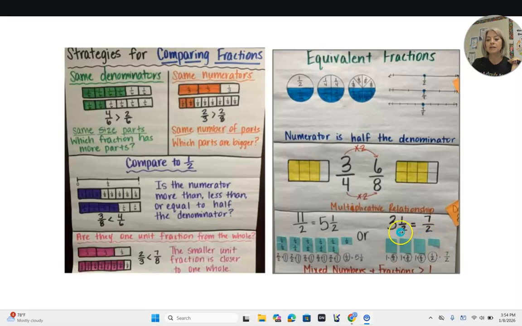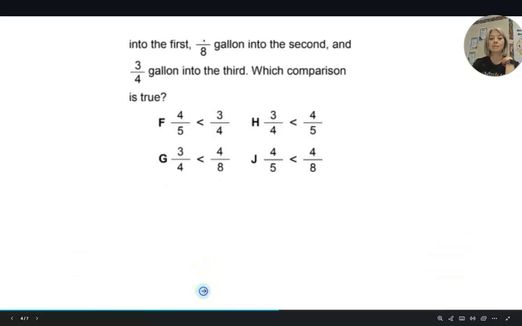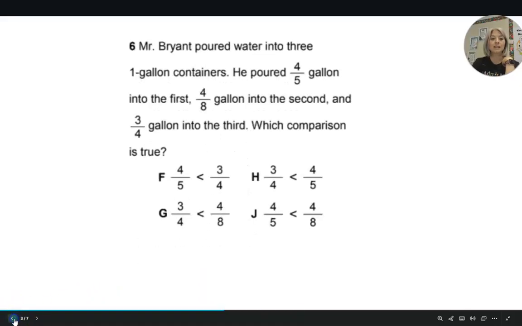And we know that our denominator stays the same because the number of pieces that my model is divided into stays the same. So those are some examples of what we learned in class for fractions and comparing fractions and equivalent fractions. Now here's some examples of the way that your child will see it. Mr. Bryant poured water into 3 1-gallon containers. He poured 4/5 of a gallon into the first, 4/8 of a gallon into the second, and 3/4 of a gallon into a third. So which comparison is true?